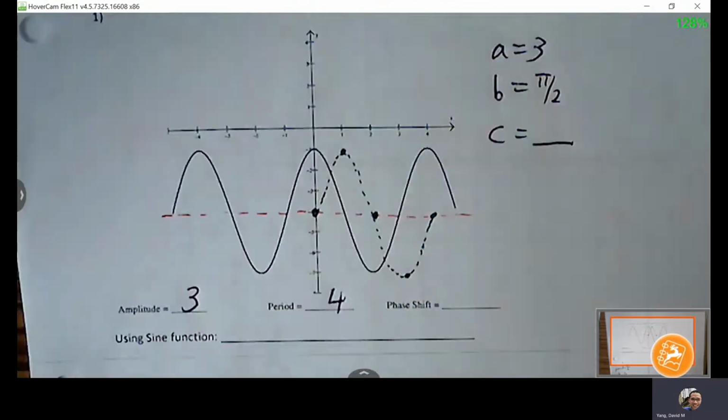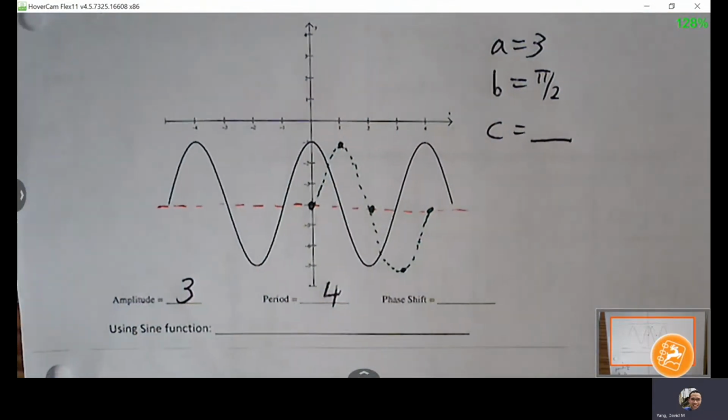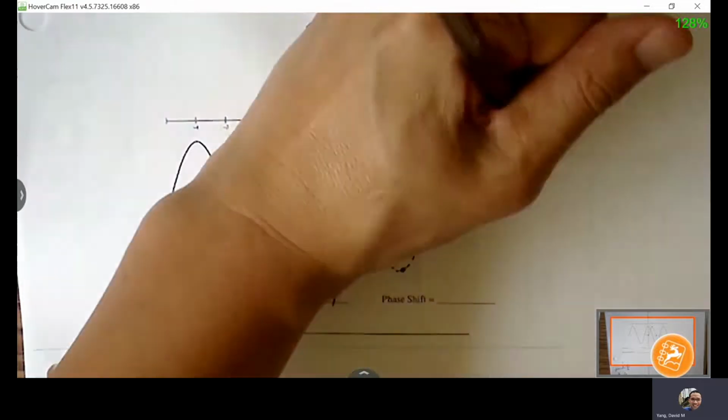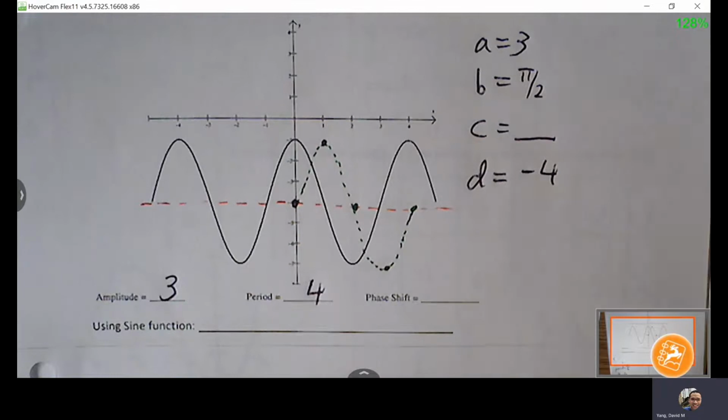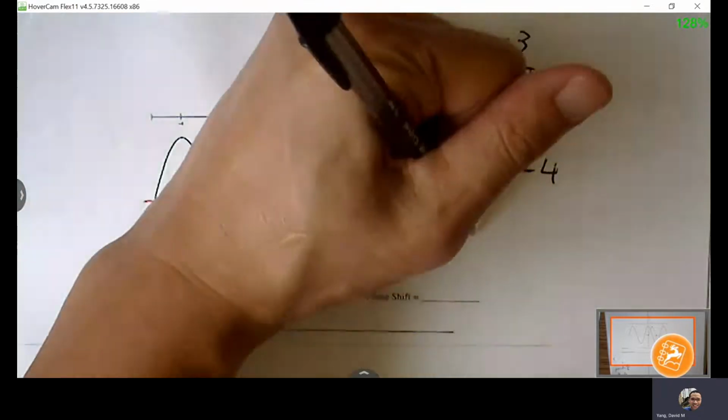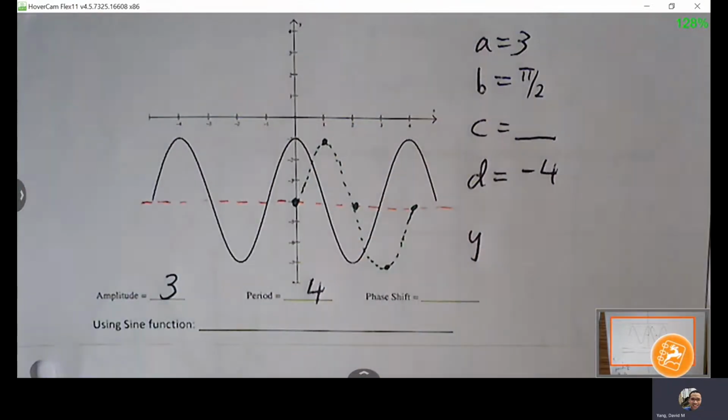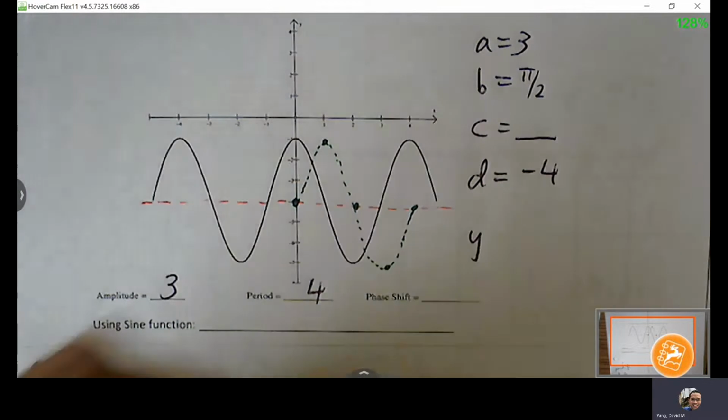C, we know there's a shift that has to occur. We'll leave that for later. D is still the same, right? D is still -4. Okay. So let's create a sine function for what we see, and we'll leave the appropriate space for the final shift that we want to make.